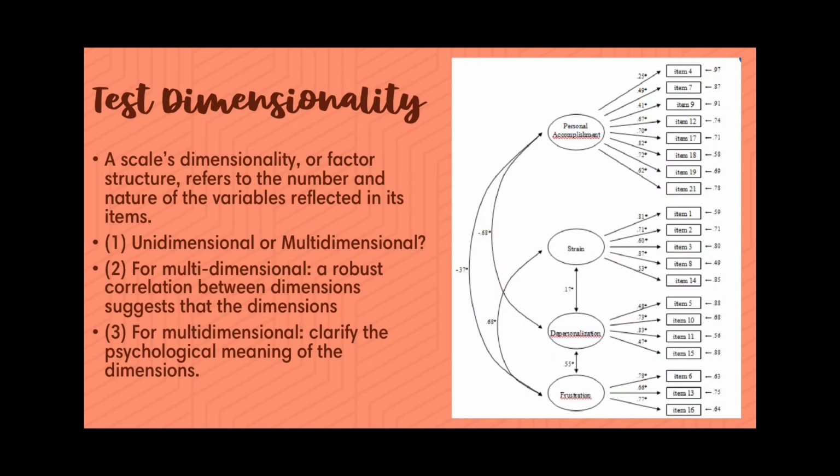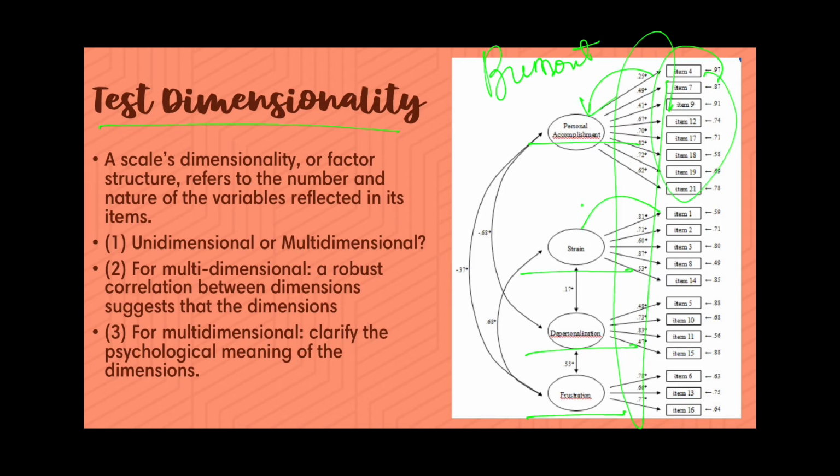Next, we also test for what we call dimensionality or factor structure. It refers to the number and nature of the variables reflected in a specific scale. So, for example, this is the burnout scale, and the argument in the theory is that there are four factors: personal accomplishment, strain, depersonalization, and frustration. There are loading values here, and you'll be able to see which items refer to personal accomplishment, strain, depersonalization, and frustration.